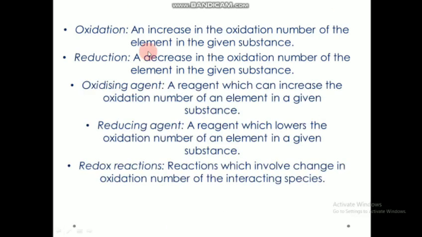So oxidation, an increase in the oxidation number, reduction, decrease in oxidation number. Whoever is oxidizing, that is the oxidizing agent, a reagent which can increase the oxidation number, and reducing agent, an agent which lowers the oxidation number. So that is a reducing agent. And redox reaction is a reaction in which involvement of change in oxidation number is there, then we can tell it's a redox reaction. All these things are known to you. So with this information, you try to solve the last question which I gave.